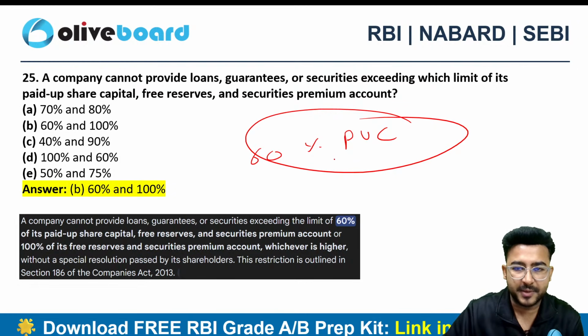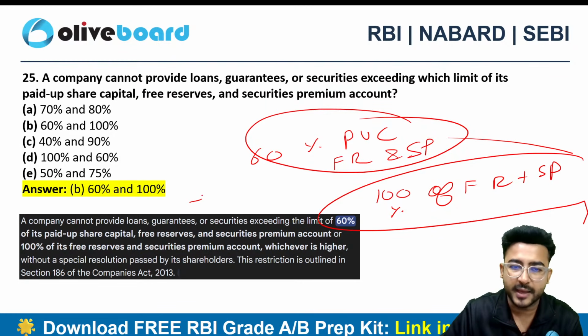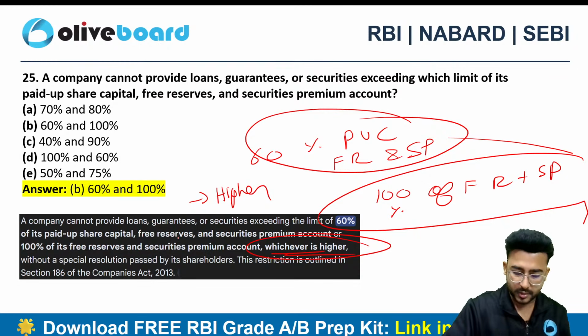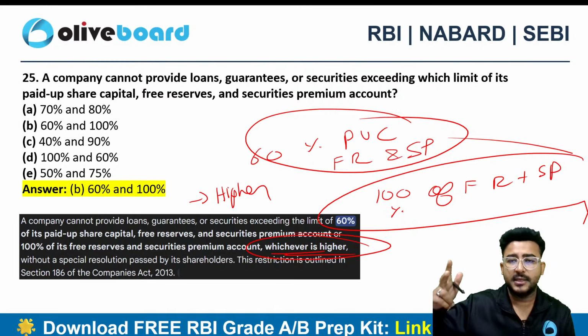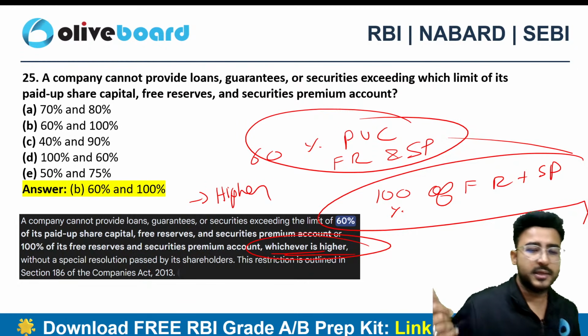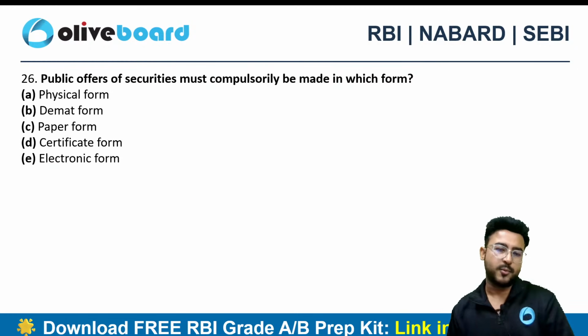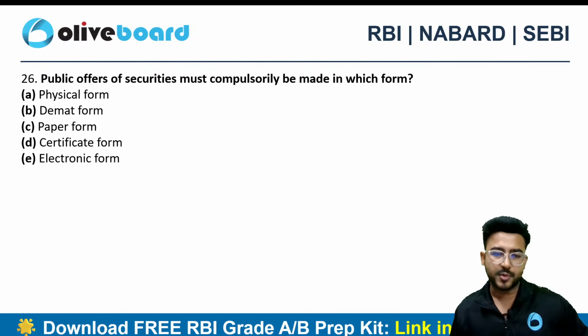60% of paid up capital, free reserves and securities premium, or 100% of free reserves and securities premium. This is the limit, whichever is higher. Okay. So guys, limits, days, years, number of person and tenure, these things you can't avoid, right? Because majority of the questions are coming from these 5 areas from your company law part.